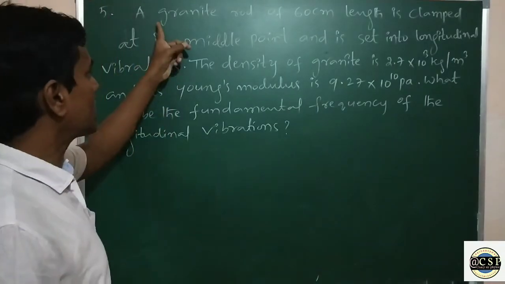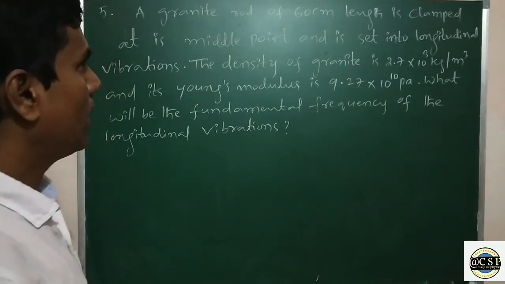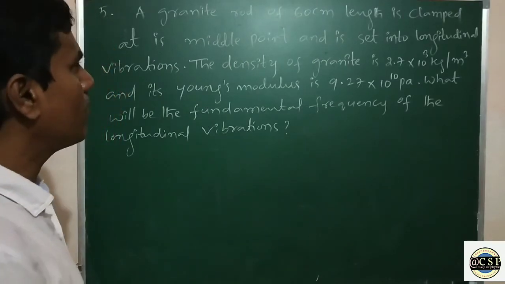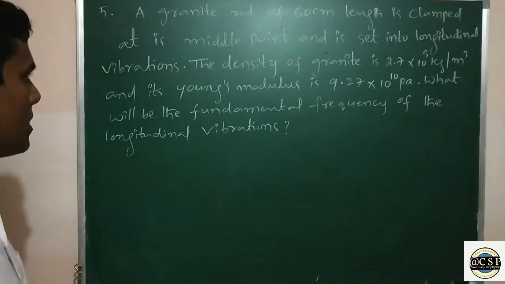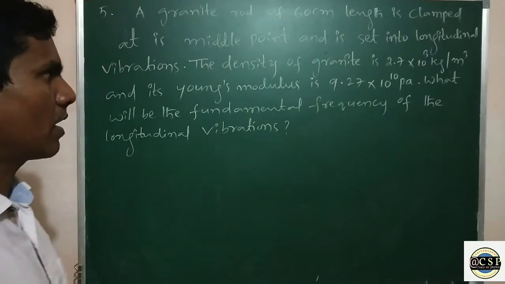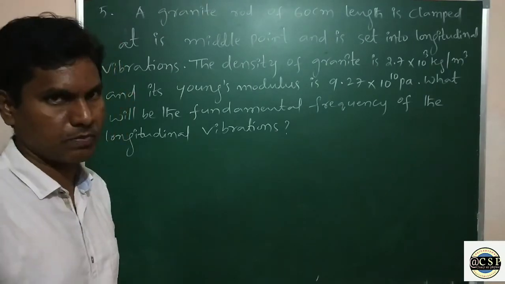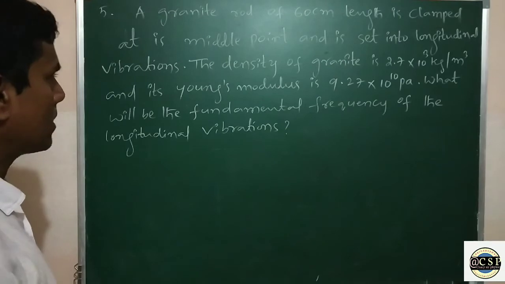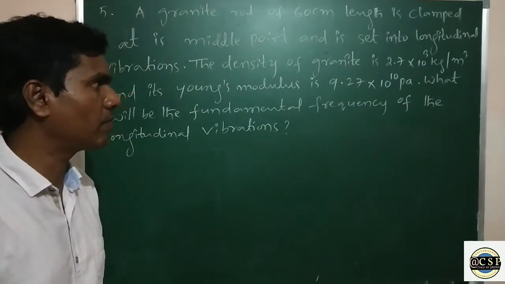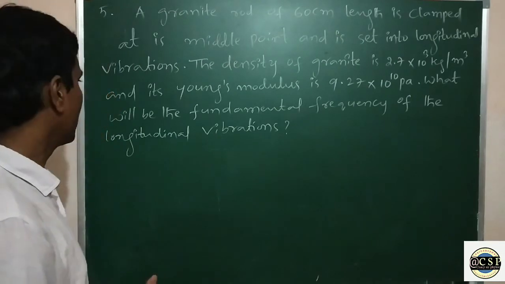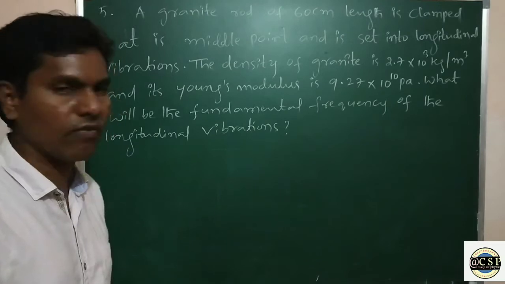The next question is a granite rod of 60 centimeters length is clamped at its middle point and is set into longitudinal vibrations. The density of granite is 2.7 into 10 power 3 kilograms per meter cube and its Young's modulus is 9.27 into 10 power 10 pascals. What will be the fundamental frequency of the longitudinal vibrations?